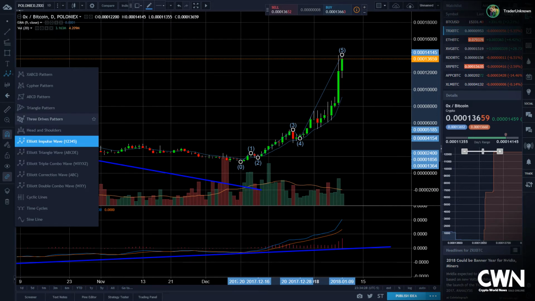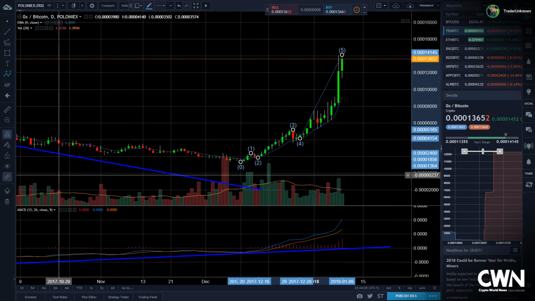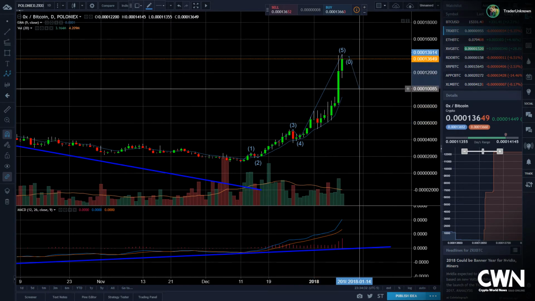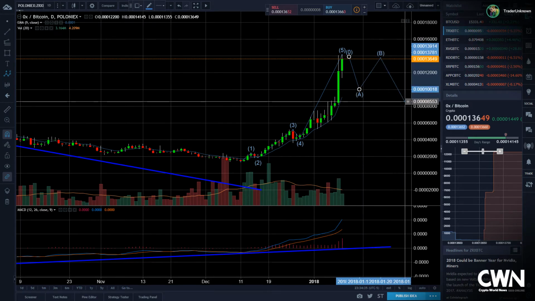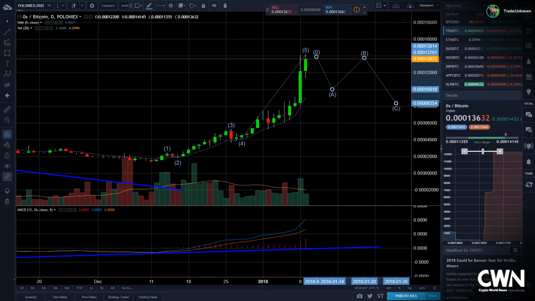I can't buy it here. We would need to wait for a 3-wave retrace. Let's say that market's made its 5-wave move. We retrace to maybe about here.